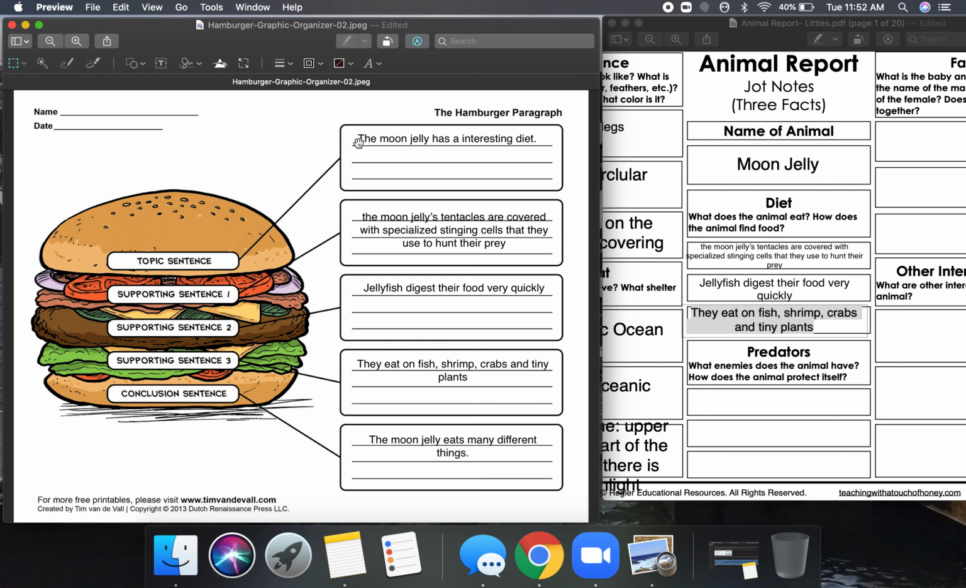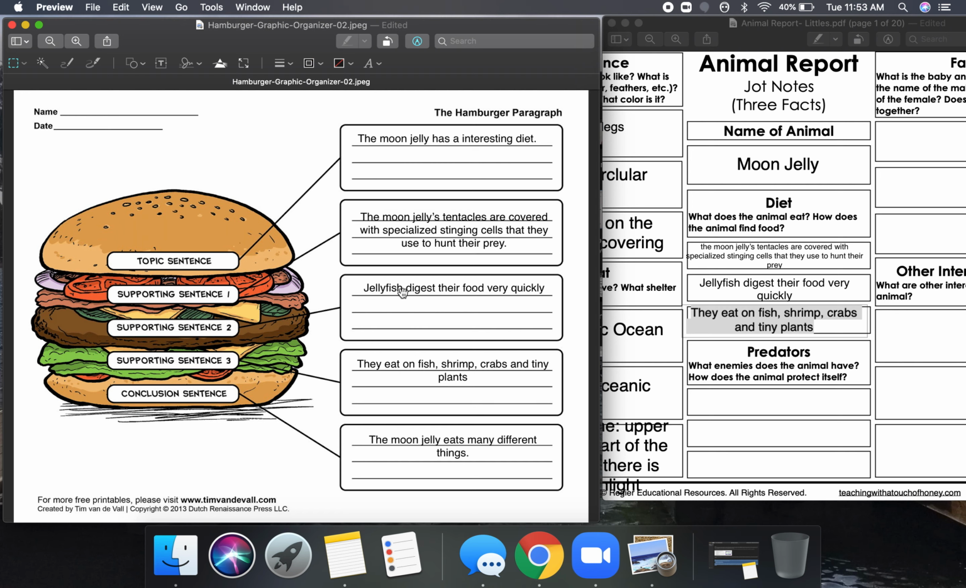Okay, so let's look at my first sentence. The moon jelly has an interesting diet. Okay, it looks like I have a capital letter at the beginning of my sentence. I think everything is spelled correctly, and I have a period at the end of my sentence, so that one looks good. Let's take a look at the next sentence. The moon jelly's tentacles are covered with specialized stinging cells that they use to hunt their prey. Okay, so I don't have a capital letter at the beginning of my sentence, so that's the first thing I'm going to edit or fix. Okay, so now I have a capital letter. I'm going to look through, maybe ask an older sibling or an adult to make sure everything is spelled correctly. I think everything's spelled right, but I don't have a period at the end of my sentence. So I have to make sure that I edit my sentence and add that period. Okay, awesome. That second sentence looks good now.